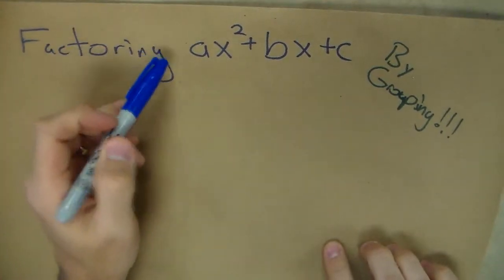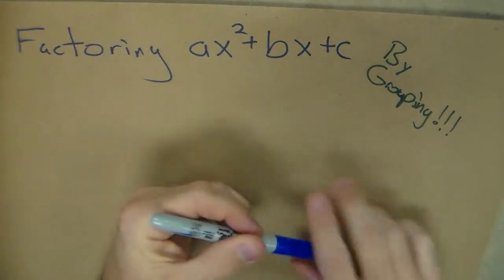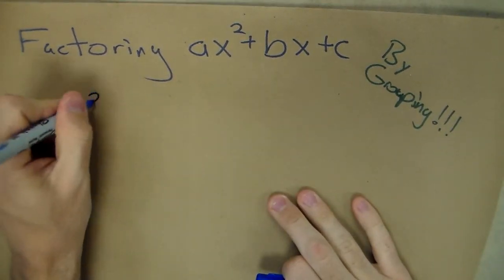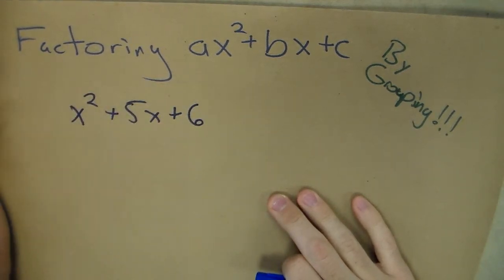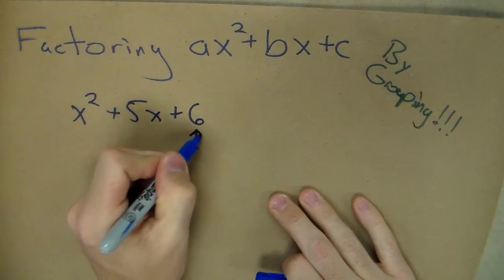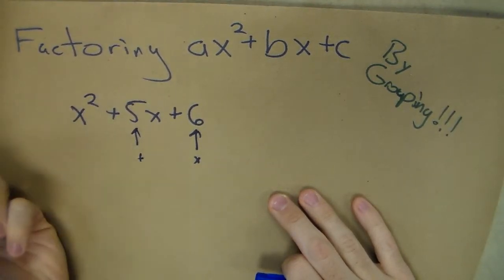So before we look at factoring by grouping with an ax squared plus bx plus c when we have a coefficient, let's look at what we did already. So we've already seen some that are x squared plus 5x plus 6. And whenever we wanted to factor that, we wanted to look at how can we multiply two numbers to get to 6 and add two numbers to get to 5.